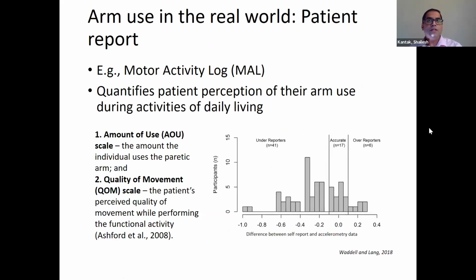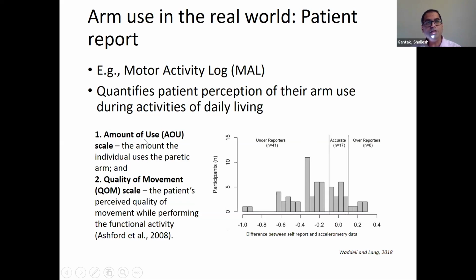So let's first talk about these patient reports. These are the index patients' perception of their arm use in daily life. An example of that is the Motor Activity Log, which is a semi-structured interview that is administered to determine the amount of use, how much they use their arm, and how successfully they use their arm. That's the Quality of Movement scale.